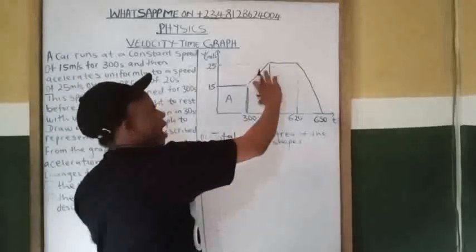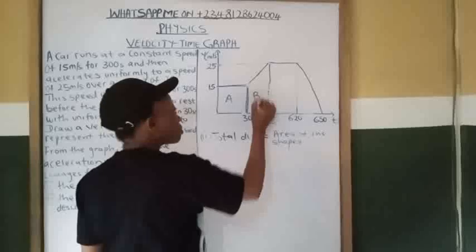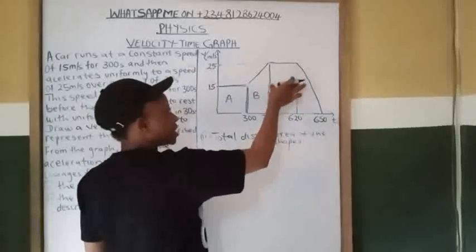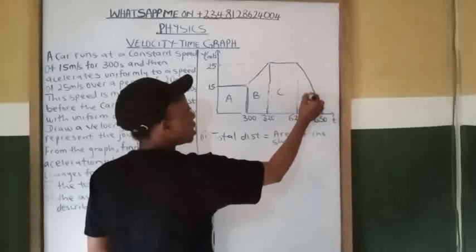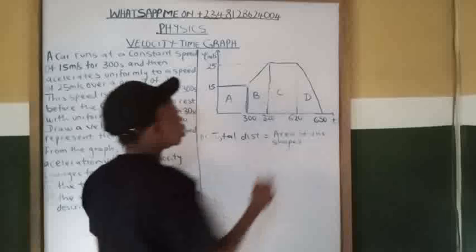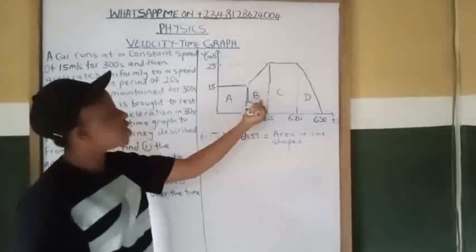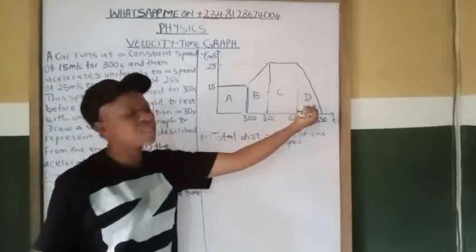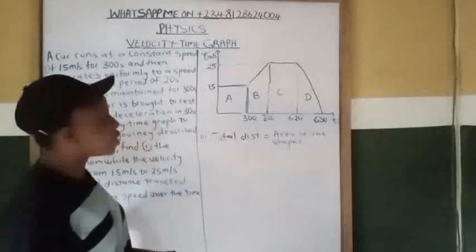Then the one at the middle is a trapezium. Let's call it shape B. So this one is a rectangle. This is another rectangle. Let's call it shape C. Then this is a triangle. Let's call it shape D. So it will be the area of a rectangle plus the area of a trapezium plus the area of a rectangle plus the area of a triangle. So those are the shapes that appear.